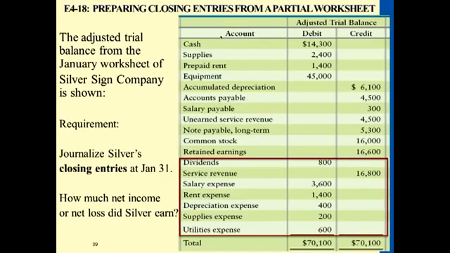Try to figure out how to close them by doing four journal entries. And if it helps, you can also draw T accounts in your notebook to help you understand the process. But try to journalize the closing entries and see if you can figure out whether there's net income or net loss.